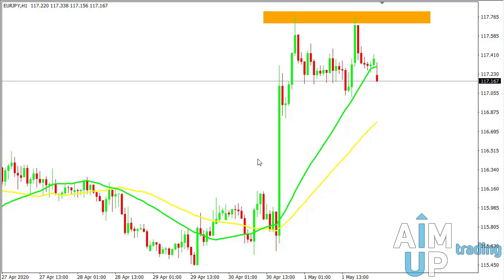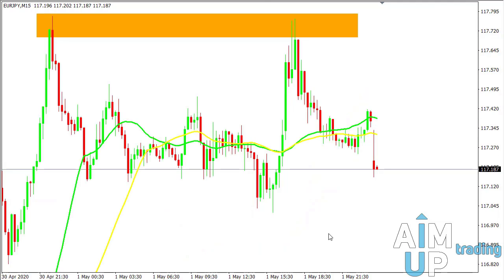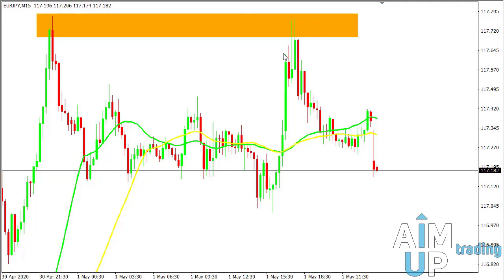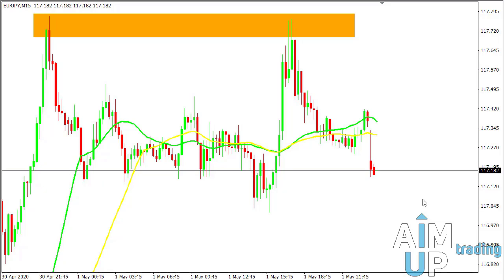What we like to do, as I said, is go on a lower time frame, and you see here the 15-minute chart. You see where the price tried to break. You see this zone we have here, and now the price keeps going down. We need another confirmation, guys, and this confirmation is we want to see those moving averages cross. Until they cross, we are not going to enter the trade.